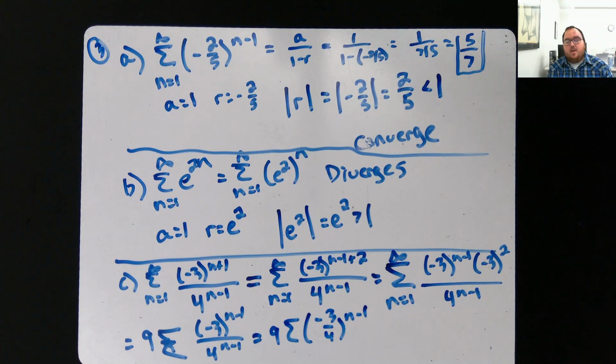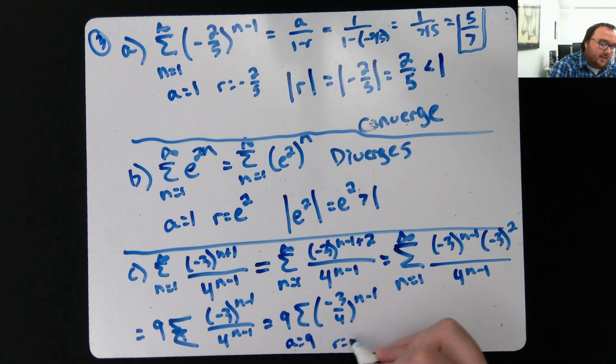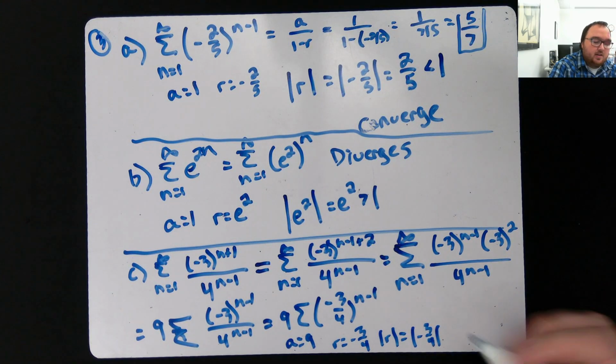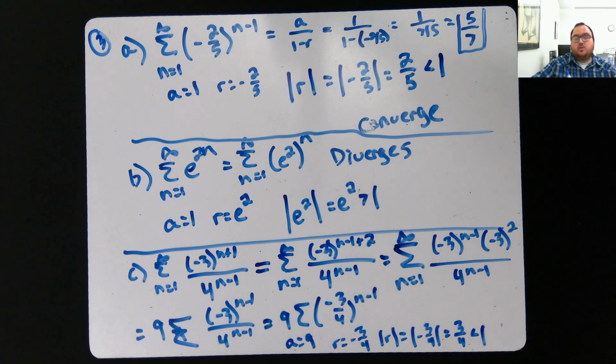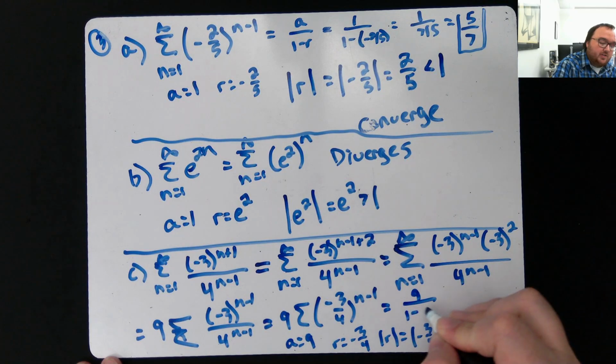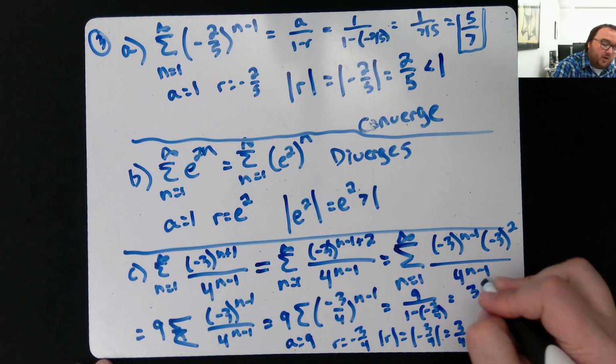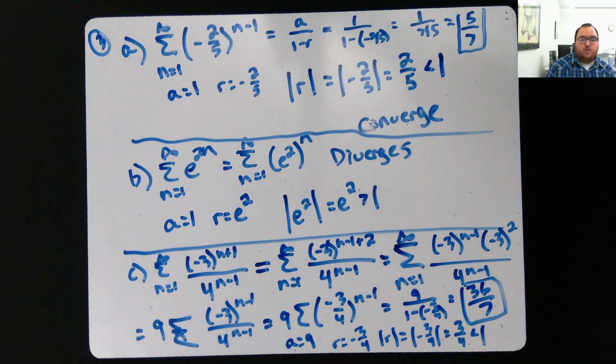like that. So now I can see that my a is 9, my r is negative 3/4. The absolute value of r is the absolute value of negative 3/4, which is 3/4, which is less than 1, so I'm good. So this is going to be a, which is 9, over 1 minus r. 1 plus 3/4 is 7 over 4. Flip that around and you end up getting 36 over 7 for that sum. If that doesn't make sense, please reach out. I will be happy to help you out.